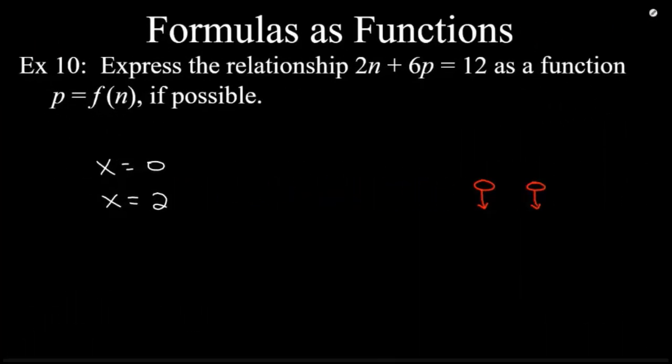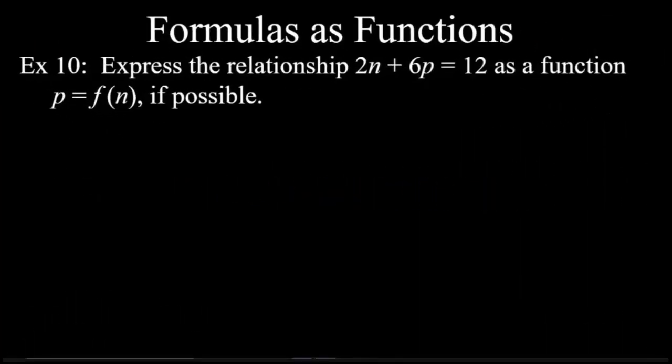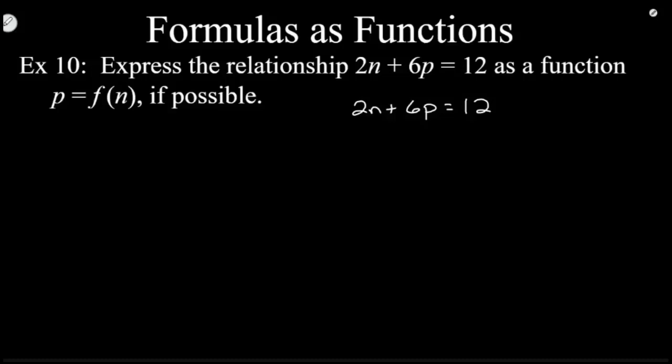Now, usually the last way, besides the table and besides the graph, that we think about functions is with equations or formulas. So we're going to do this one, example 10. Express the relationship 2n plus 6p equals 12 as a function p equals f of n if possible. In other words, we want to get the p by itself and then the n's on the other side. So we're going to take this equation, this formula, and we're going to try and get the p by itself using algebra.